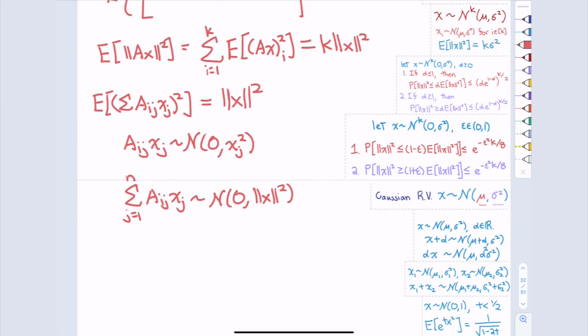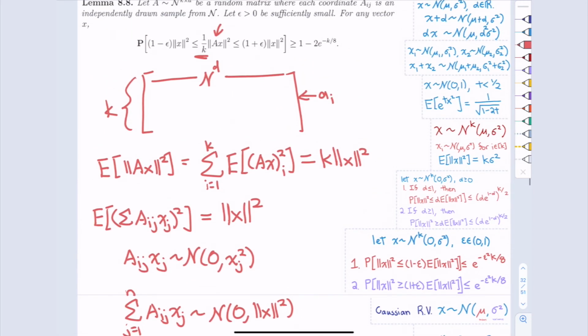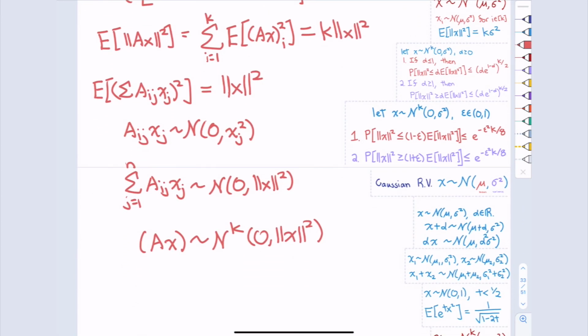So a fancy way to write that is that Ax, which is a k-dimensional vector, is, in our notation, such that every coordinate is a Gaussian with mean 0, variance x squared. And what we're really asking is, what are the odds that the length is close to the expectation within a 1 plus or minus epsilon? We're interested in the length of Ax. How do I analyze that?